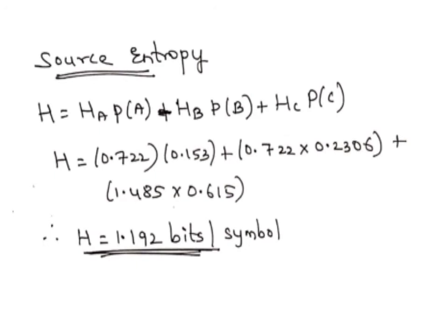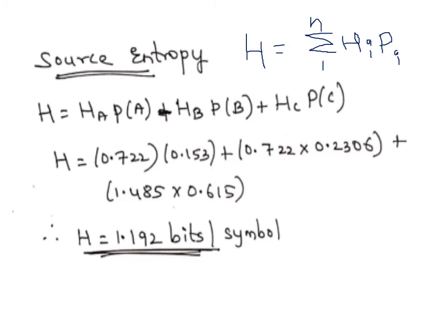So once you compute state entropies, we can calculate the source entropy. So source entropy H is given by summation Hi into Pi, where summation ranges from 1 to n.